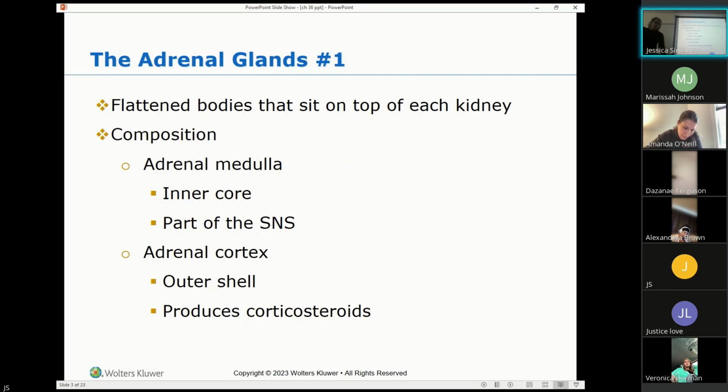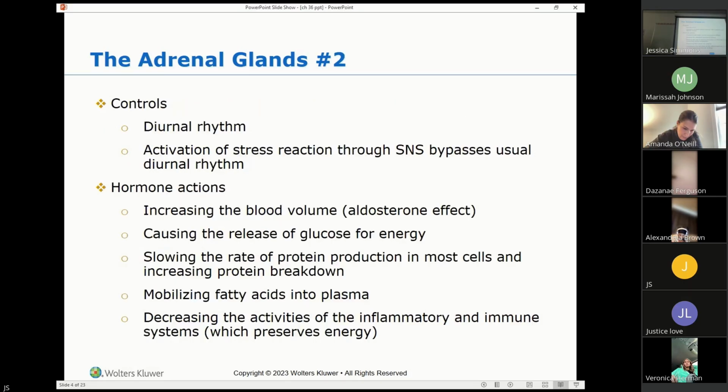So the adrenal glands, we discussed this last week. They sit on top of the kidneys. You have two parts of the adrenal glands. First is the adrenal medulla, the inner core, which is part of the sympathetic nervous system. And then the outer shell is the adrenal cortex, which produces corticosteroids. So the adrenal glands support and control the diurnal rhythm, which is on page 607.